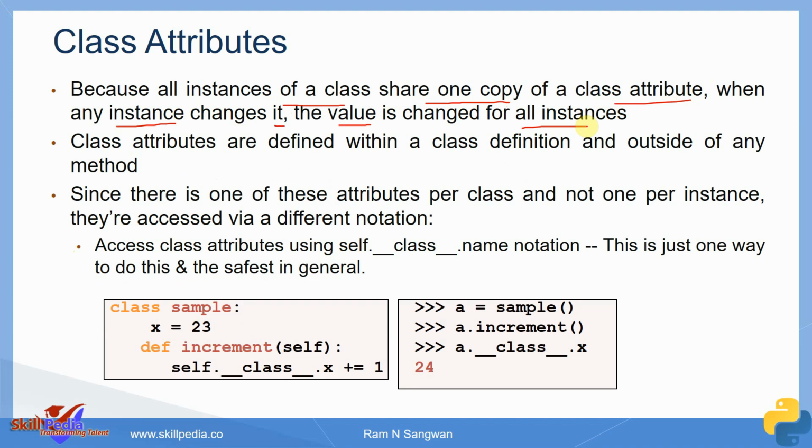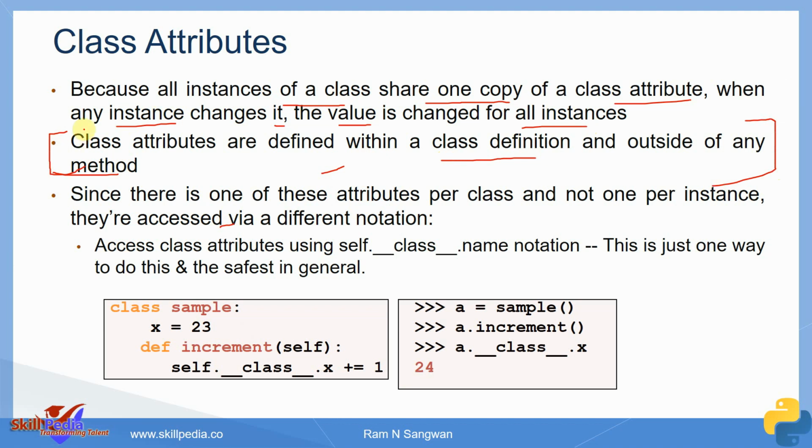And that was when we added employees and when we fetched employees. But if you want to understand them separately, then this example is good. Class attributes are defined within a class definition and outside of any method. That's the only difference. We define these static attributes, these class attributes, outside any method.